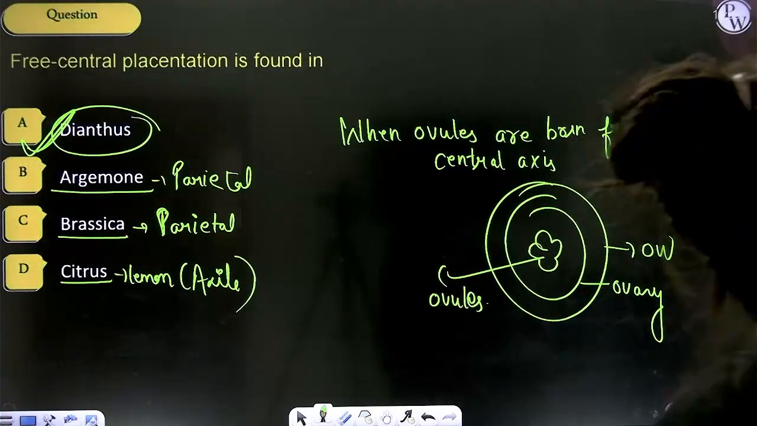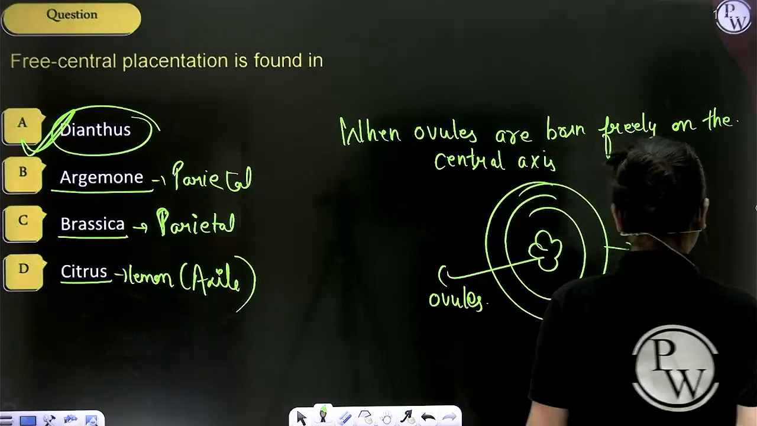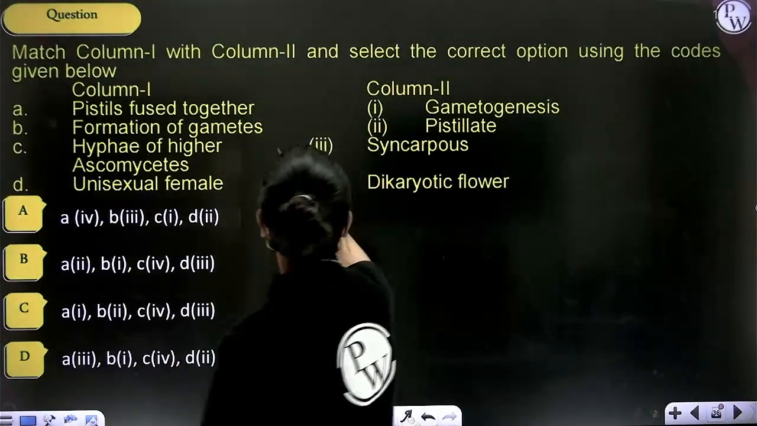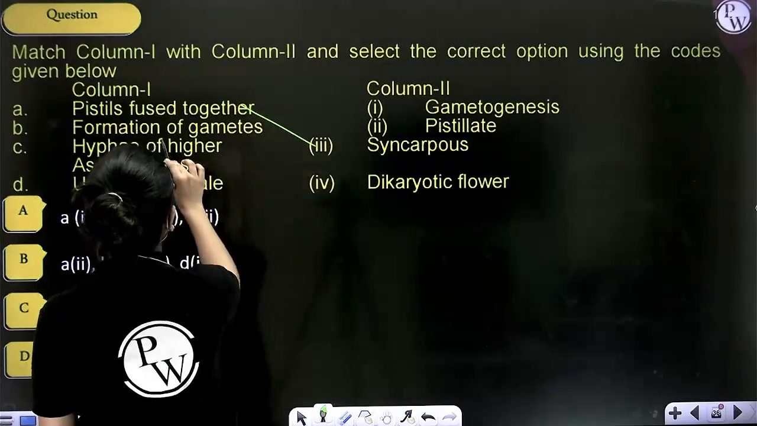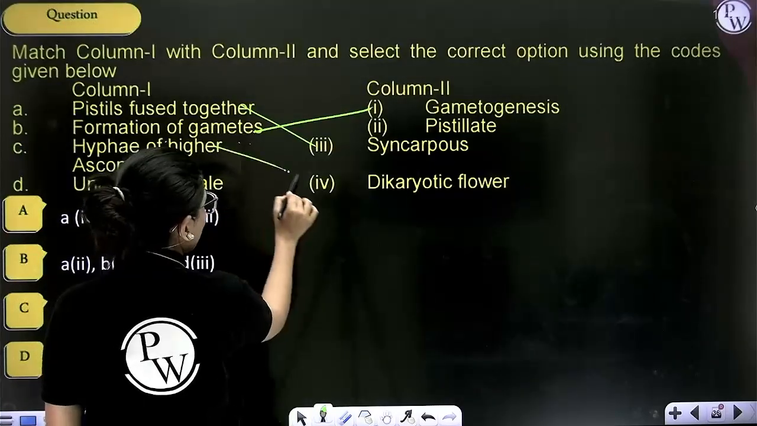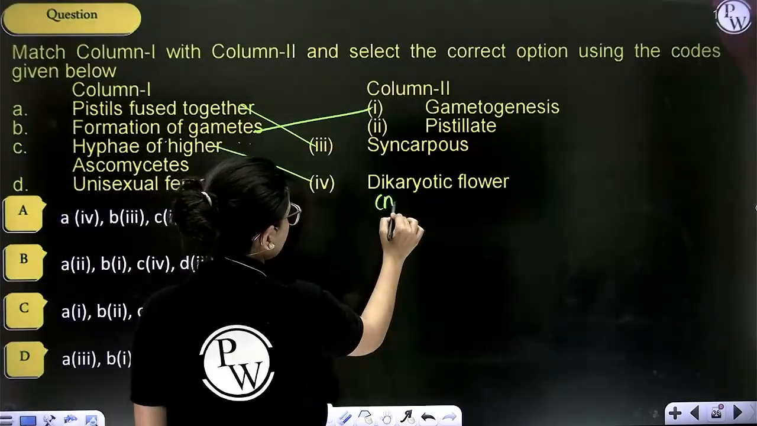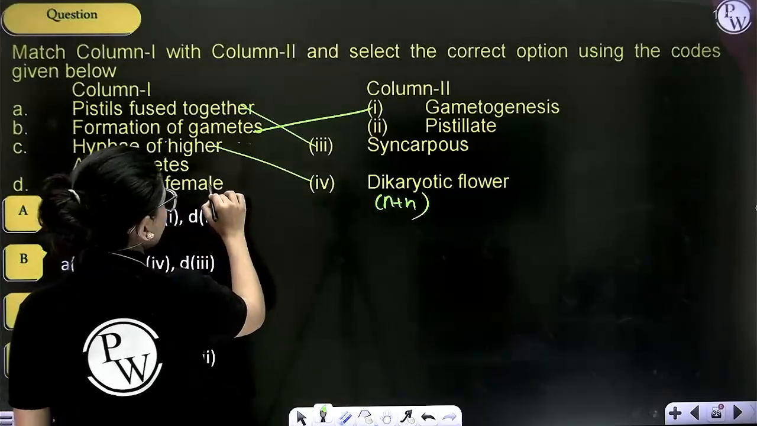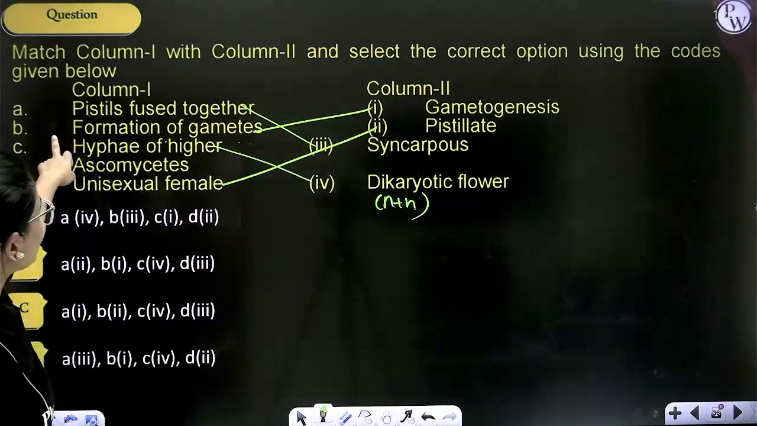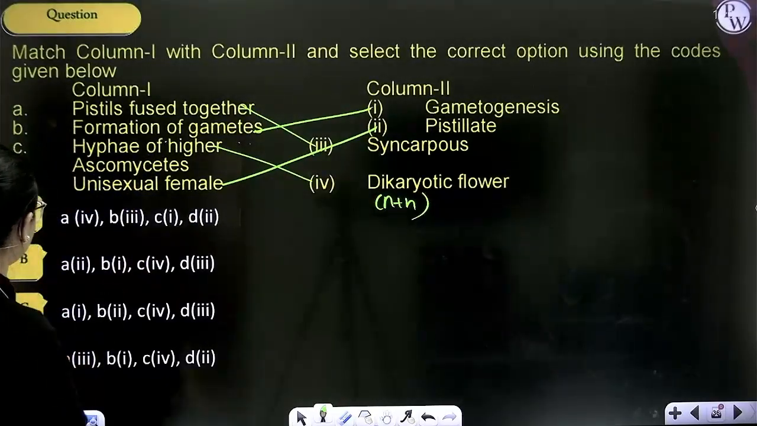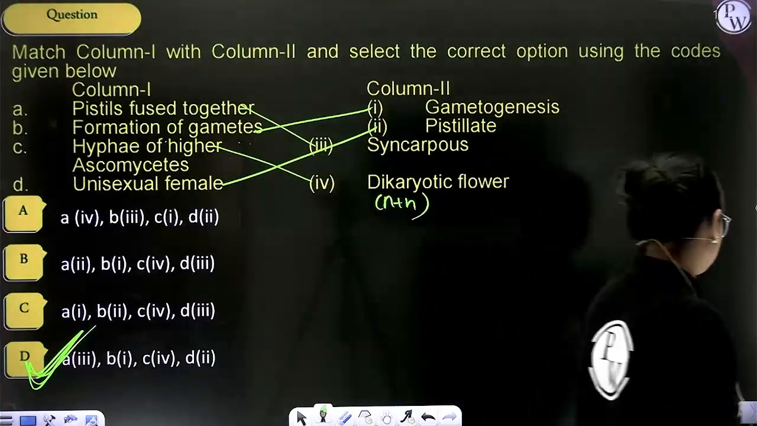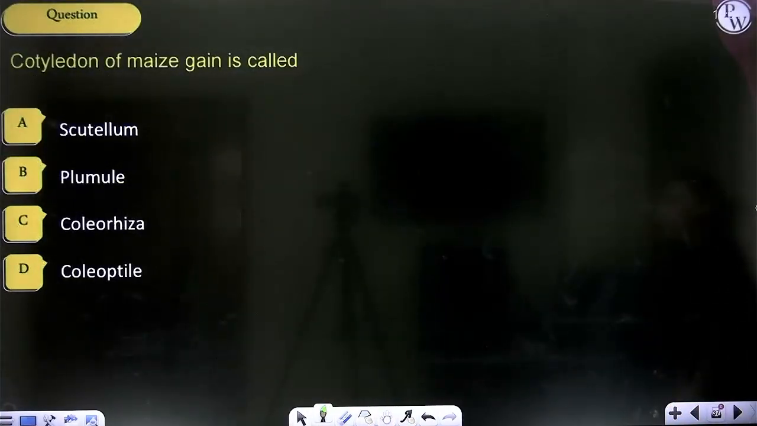If yes, then come on, move to the next question. Okay, you have to match it. Pistil fused together means syncarpous. Formation of gamete is gametogenesis. Higher fungi of ascomycetes show n plus n, that is the dikaryotic phase. Unisexual flowers are seen, for example, pistillate. Now, if you match, A3, D is the answer. Any doubts? Okay, read the next question.